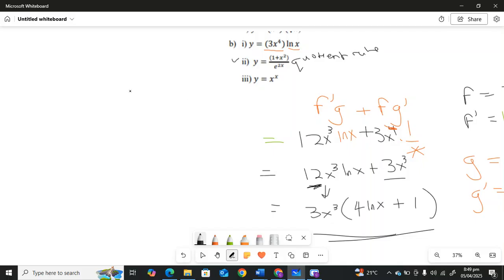Okay, so the formula for the quotient rule: F prime G minus F G prime, divided by G squared. Now, colleagues, in the exam, they're not going to give you this formula. That's the problem. That's where the issue is. So the more we practice, you'll remember this formula.